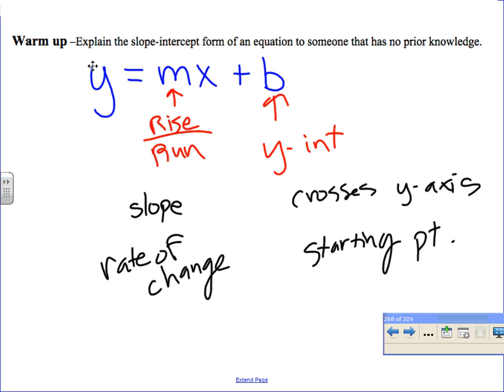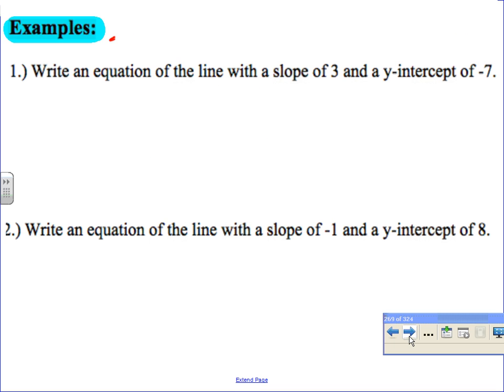Okay, so if you have some of this written down for the warm-up and understand how to explain this to someone, you should be fine for this lesson. Okay, so let's do some examples. So without a graph, it tells us or asks us here to write an equation of a line with a slope of 3 and a y-intercept of -7.